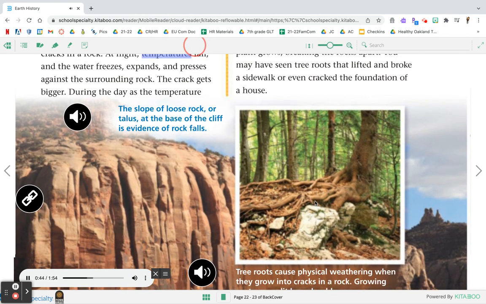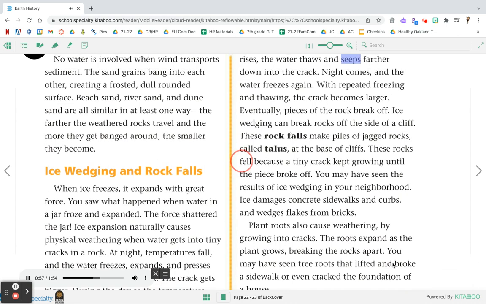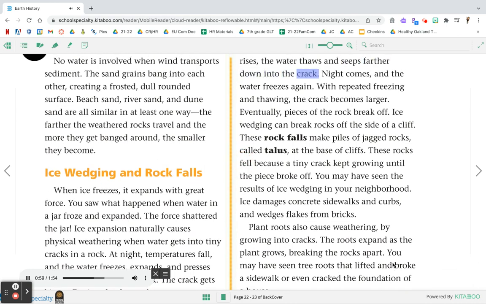At night, temperatures fall, and the water freezes, expands, and presses against the surrounding rock. The crack gets bigger. During the day, as the temperature rises, the water thaws and seeps farther down into the crack. Night comes, and the water freezes again. With repeated freezing and thawing, the crack becomes larger. Eventually, pieces of the rock break off.